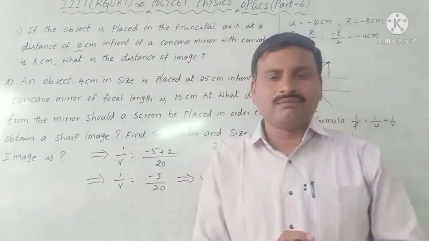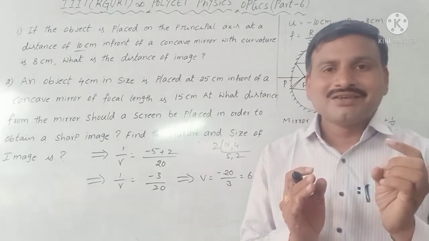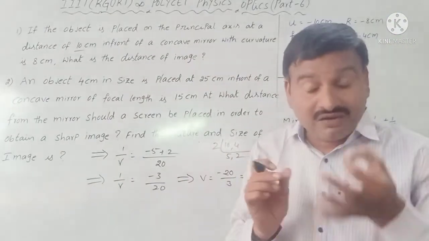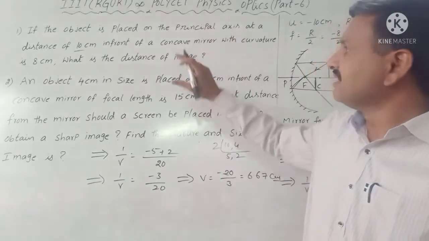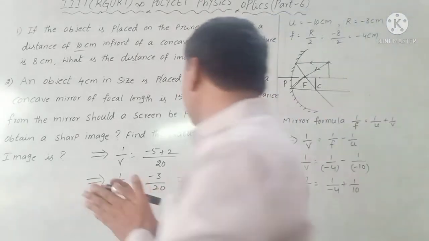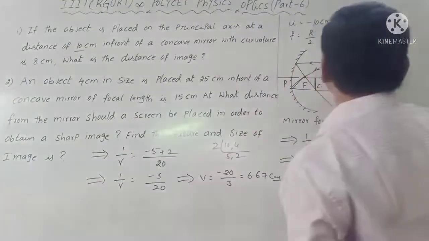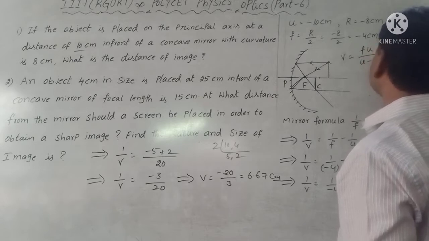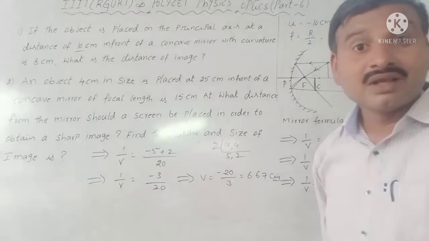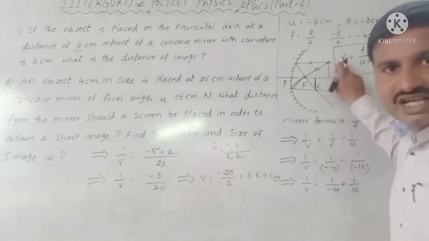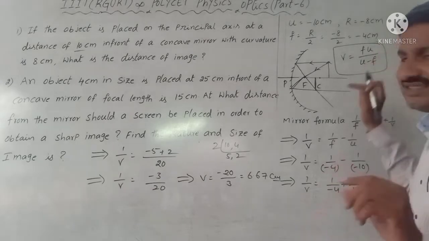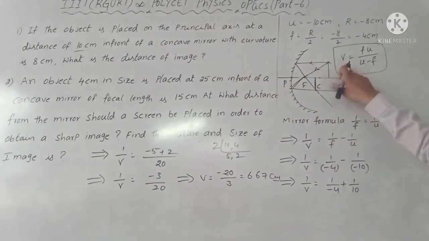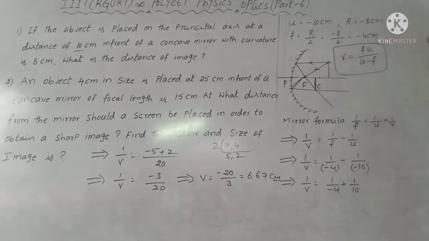It is easy. How do we do this problem easily within half a minute? Okay, how to do it? For the image distance, we take the shortest formula, v is equal to fu by u minus f. It is taken for the concave mirror. Very, very important. Watch carefully: v is equal to fu by u minus f. When you find the image distance in a concave mirror, we take v is equal to fu by u minus f.